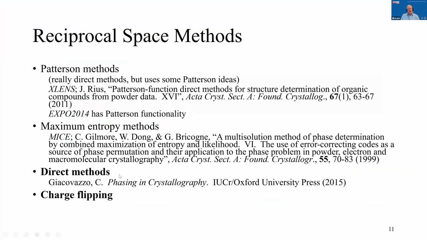Direct methods are traditional direct methods where you have a set of structure factor amplitudes derived from your intensities and use probabilistic relationships among the phases of strong reflections to generate a set of phases. This is what single crystal people do all the time, and this is a good place to get the details on that. Charge flipping, I'll give you some references a little later.